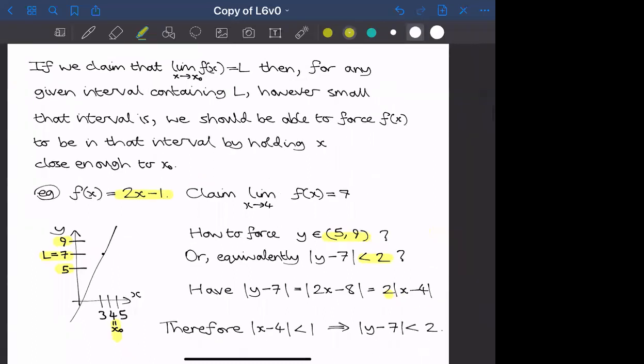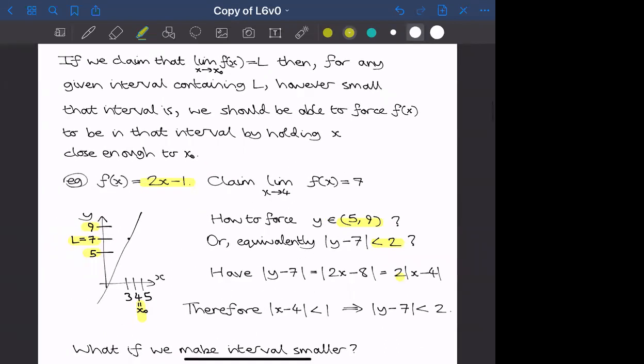And then we can calculate that y minus 7, using the definition of the function, is 2x minus 8. And we can take out the 2 and see that this is twice x minus 4. And so, how do we force the absolute value of y minus 7 to be less than 2? Well, if we just force the absolute value of x minus 4 to be less than 1, then the equation above implies it.